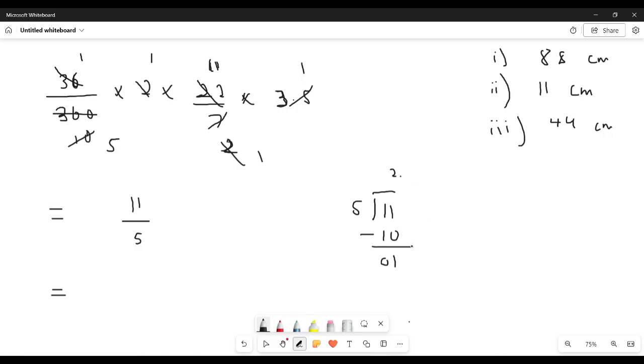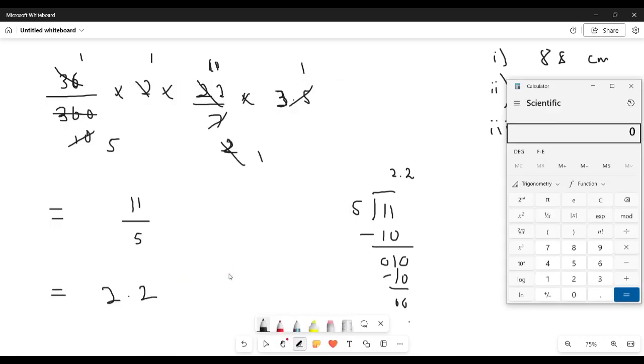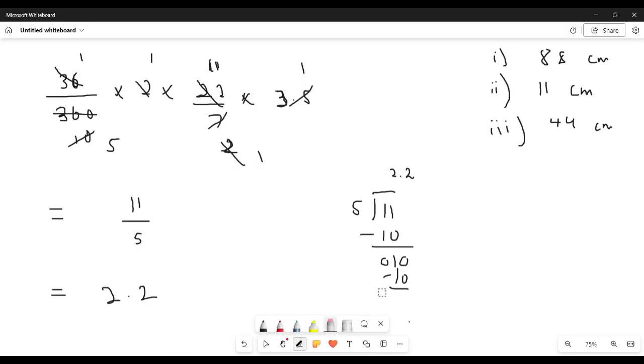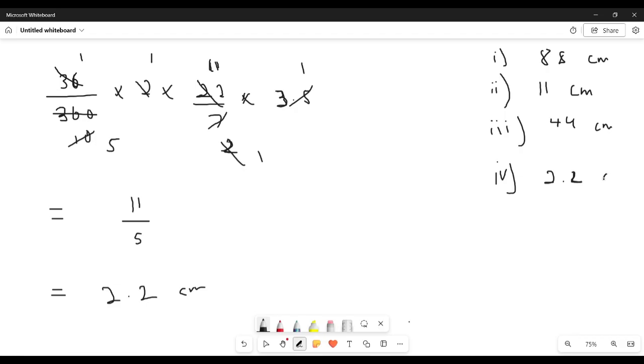So you're going to put a point here, put a 0 down there. Then you get, again, 5 times 2 is 10. Now you have no remainder, so you can stop at 2.2. So let's check the answer. 11 divided by 5, yep, it's 2.2. So 2.2 centimeters. So the fourth part is 2.2 centimeters. Nice.